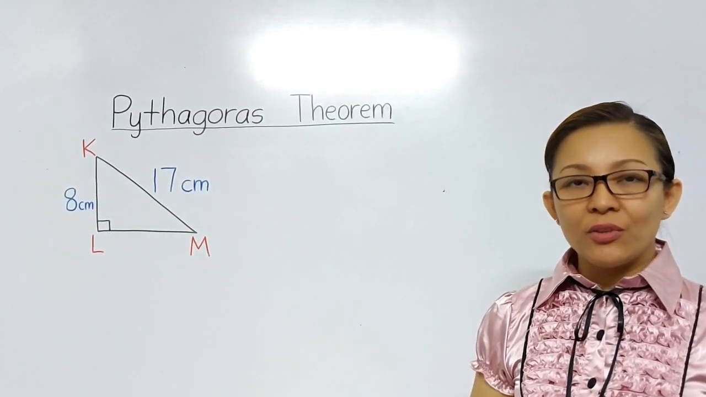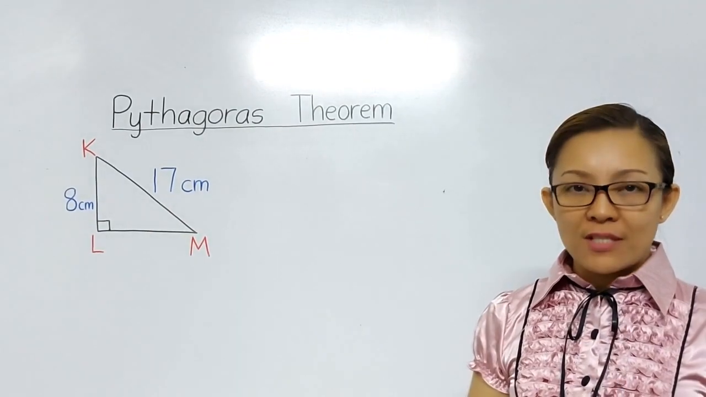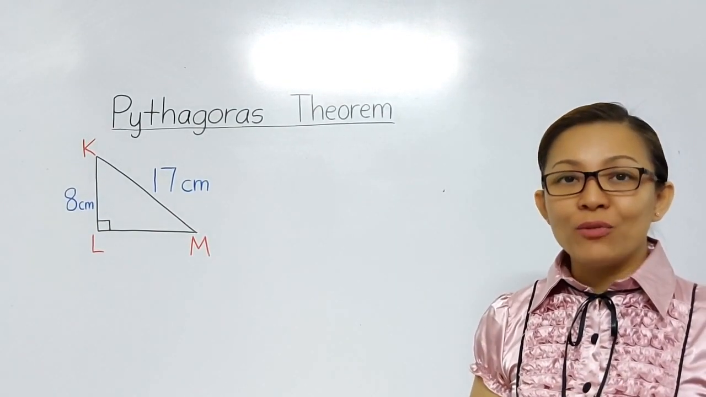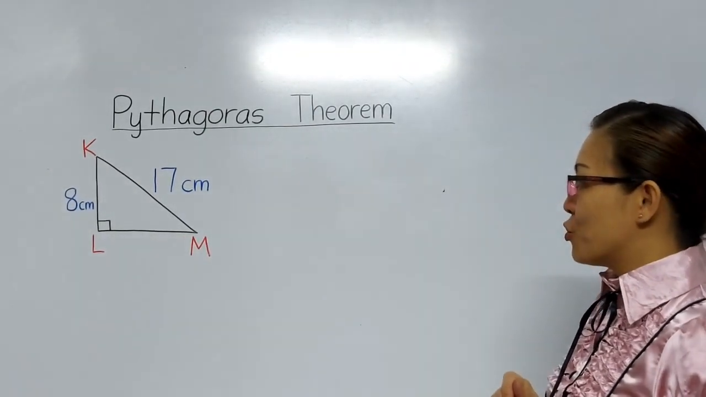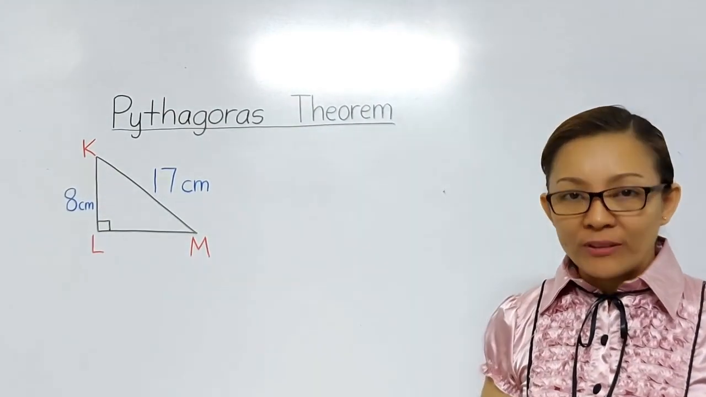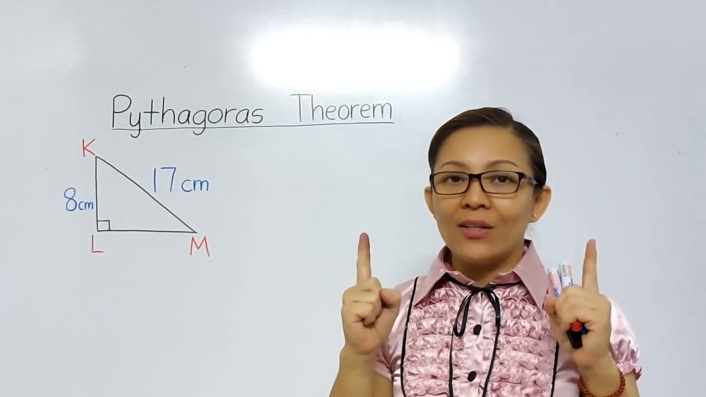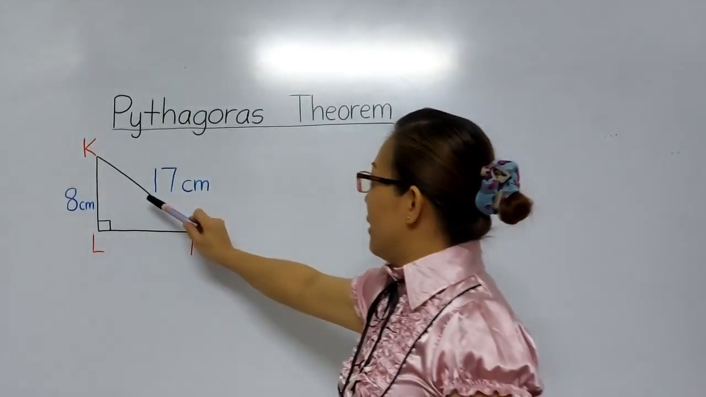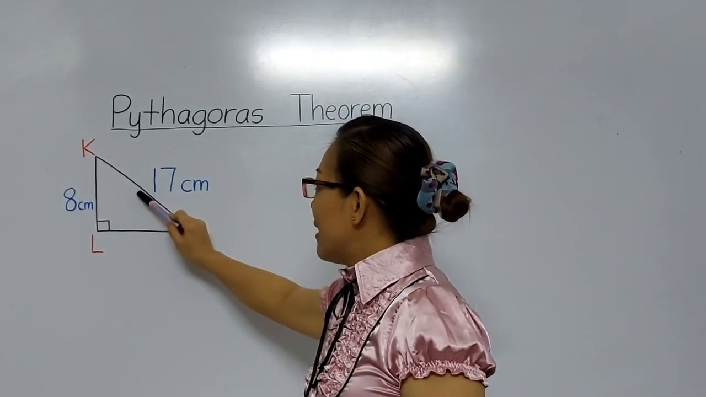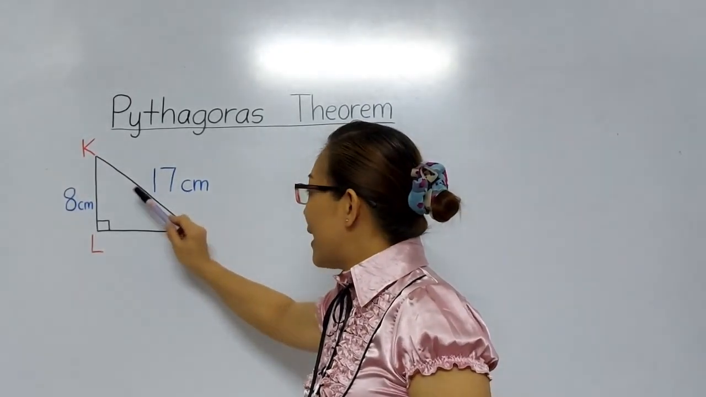Pythagoras theorem is used to answer questions regarding the length of sides of a right angle triangle. The first thing we have to do is to identify the hypotenuse. Hypotenuse is the longest line you can find in a right angle triangle. This is the one and it is opposite 90 degrees. So this is the hypotenuse.